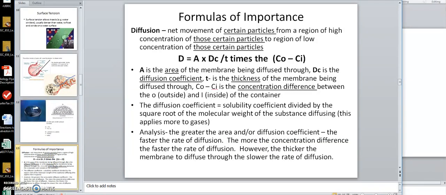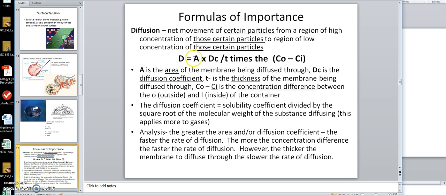All right. The next formula we come to is a big one, and that's called diffusion. This formula here is called Fick's, F-I-C-K-S, his diffusion equation. This is the equation that says how easily something can diffuse. So let's approach it and look at it here.